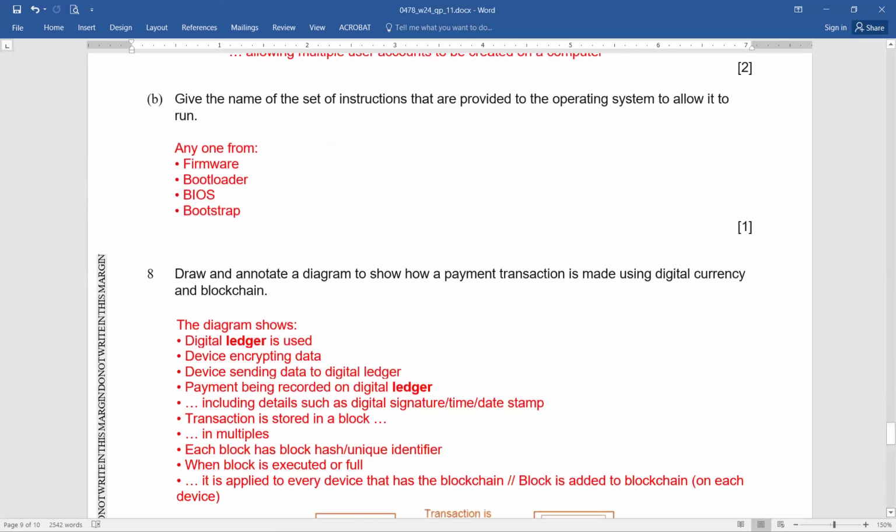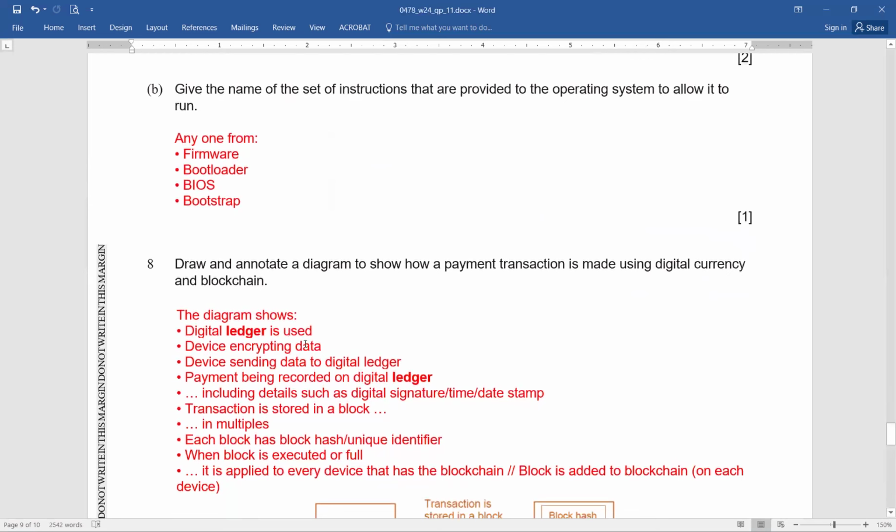See, the diagram should show that the digital ledger is being used. Definitely when you're making a transaction, the digital ledger is there. The device is going to encrypt the data. The device is going to send the data to the digital ledger. The payment is recorded on the ledger, including details such as the digital signature or the time or date stamp.